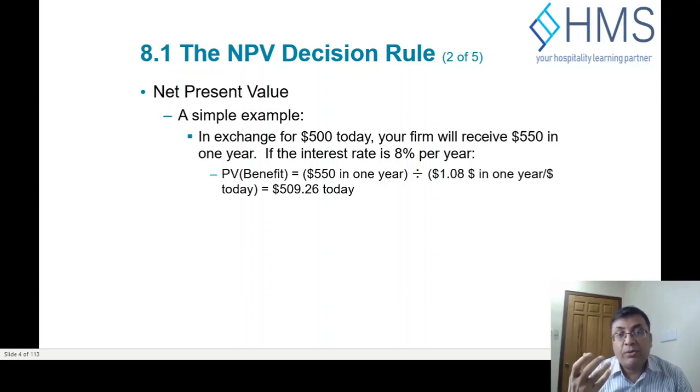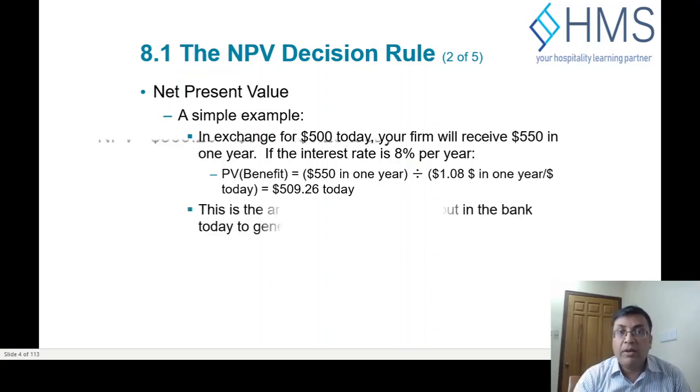But you are going to give only $500. So you are going to gain $9 today. If you put $500 into the bank at 8%, at the end of the year you will get $540, while here you will get $550. That is another way to look at it in terms of simplification. So you will gain $10 at the end of the year, $9 at present day. That is called discounting, and that is also called net present value.